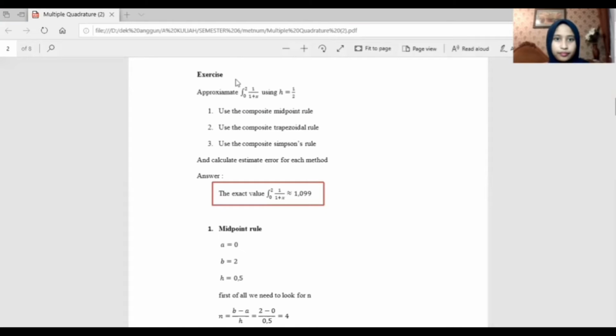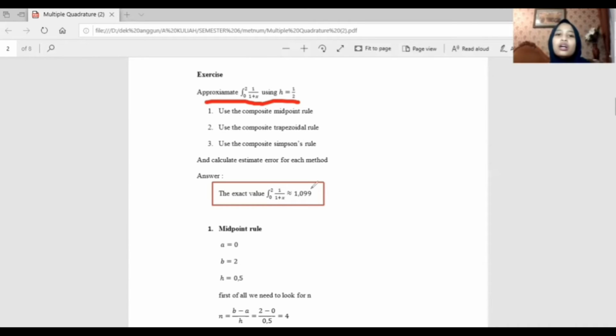So we have the exercise here. Approximate the integral from 0 to 2 of 1 over 1 plus x using h equals 1 over 2. First, use the composite midpoint rule. Second, use the trapezoid rule. And last, use the composite Simpson rule. And calculate the estimate error for each method.